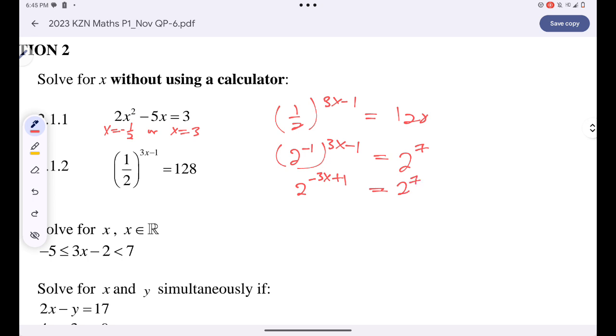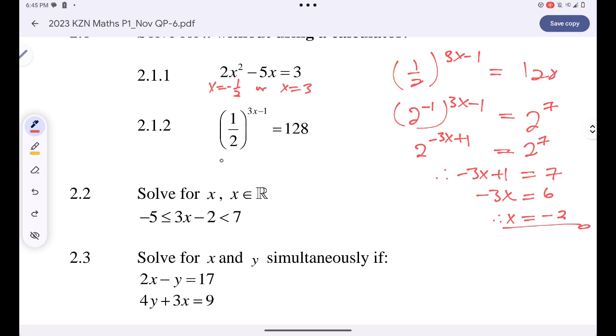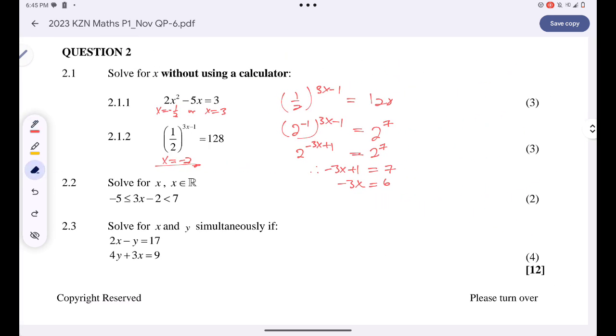I have my bases, and they are the same. I can just drop them, and then the exponents will be equal. So therefore, negative 3x plus 1 is equal to 7. The negative 3x. When I take the 1 to the other side, I'll have 7 minus 1, which will give me 6. Therefore, x is equal to negative 2. So x is just equal to negative 2 here. Okay, 2.2.2.